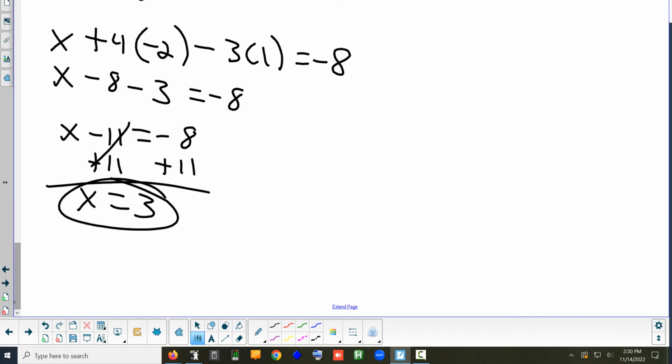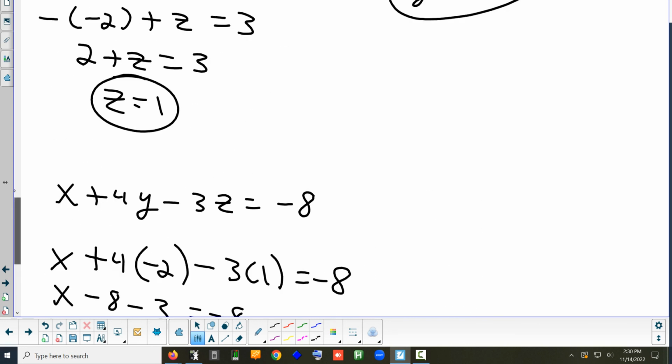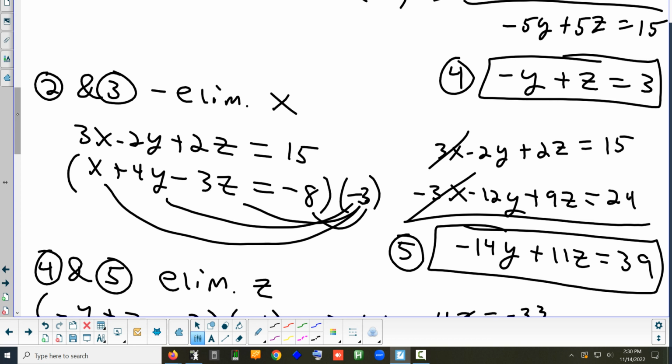On a test, most likely it will be set up with boxes that you just put your answer into. Just make sure you put the right answer in the right box. Yeah. What equation did you substitute y into the z? What equation did I substitute y into? Negative y plus z equals 3. That was equation 4. Okay.